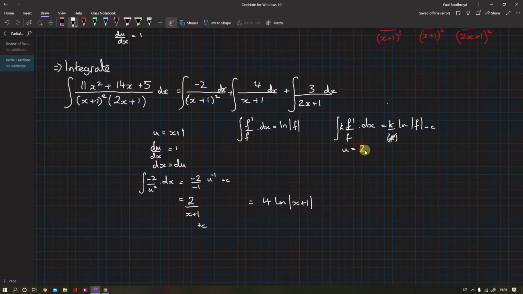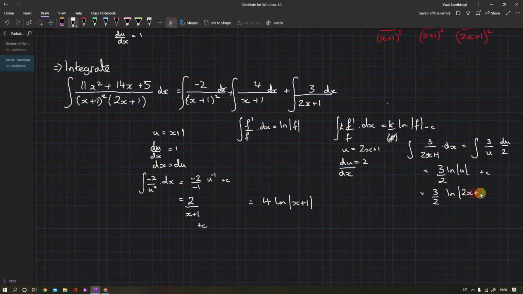Let's show it. So u equals 2x plus 1, du/dx is 2. So to do the integral of 3 over 2x plus 1 in terms of u, it's the integral of 3 over u. To change dx, we can do du over 2. So that's where the halving I was talking about comes from. And this turns into a log of u. So it's 3 log of u over 2 plus some constant, or 3 halves log of (2x plus 1), plus some constant.